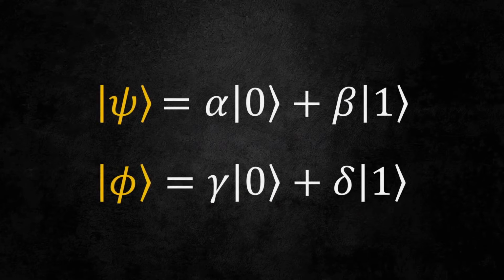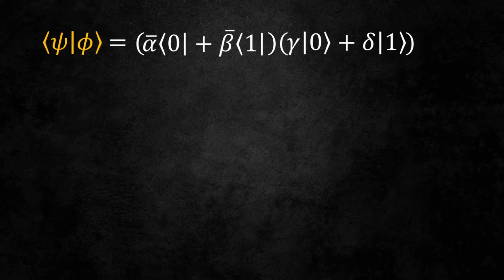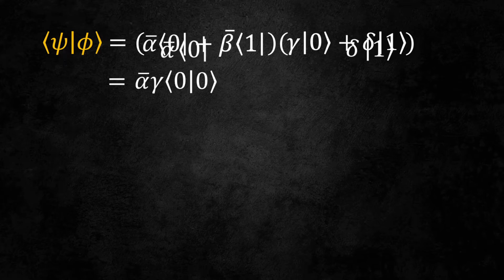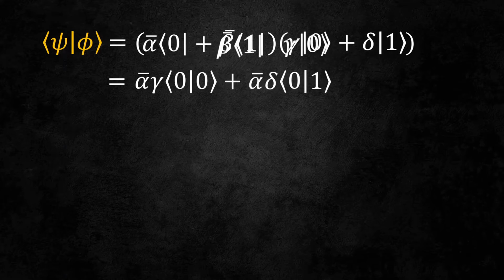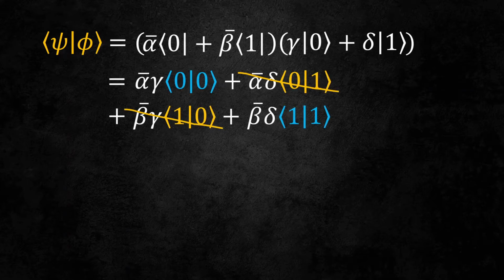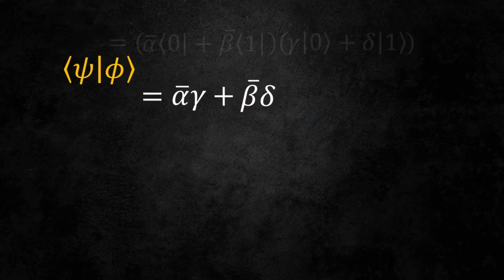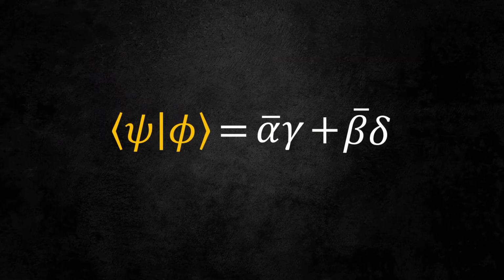Now let's go back to psi and phi. We will now calculate their bra-ket without using matrix notation. First, we'll write them as if we were multiplying them. The next step we need to do is to just use the distributive law. We get alpha 0 with gamma 0, alpha 0 with delta 1, beta 1 with gamma 0, and beta 1 with delta 1. Now, using our previous example, we know that the only non-zero bra-kets are 0, 0 and 1, 1. And we get precisely the same equation we got when using matrix representation.